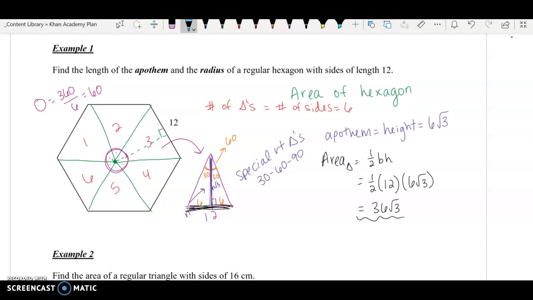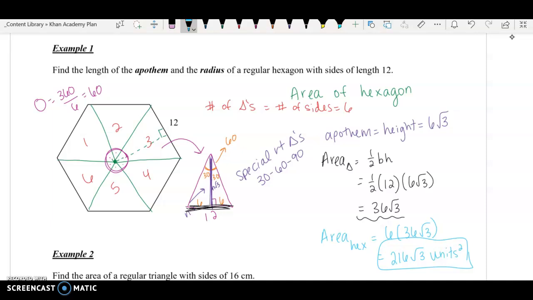Now we need to focus on the fact that this is a hexagon, which means we have 6 triangles. So area of the hexagon is going to be 6 times 36 root 3, which is 216 root 3. Now we are talking area, so we're going to say units squared.